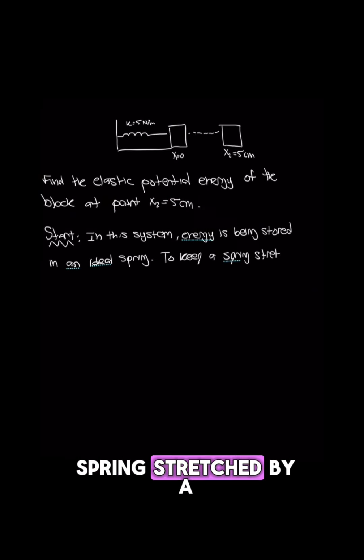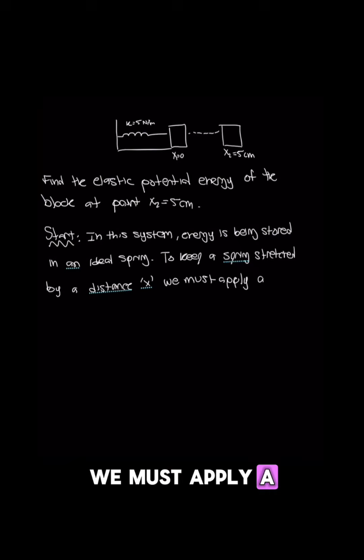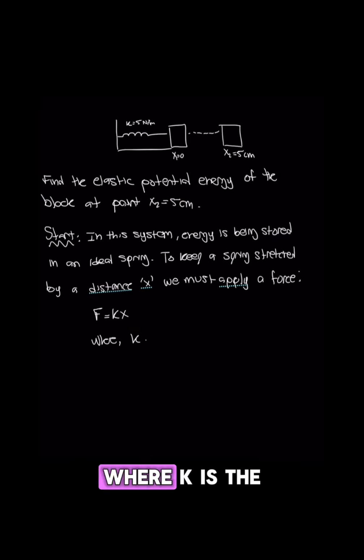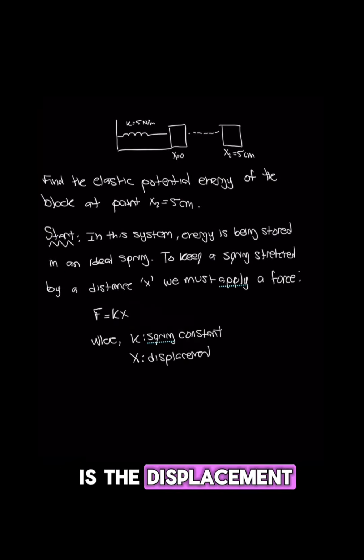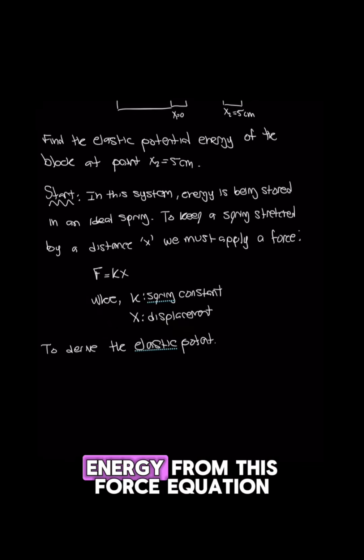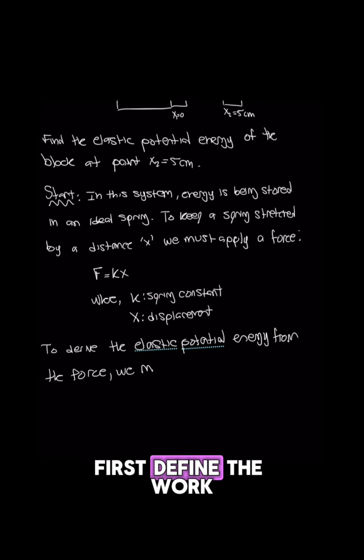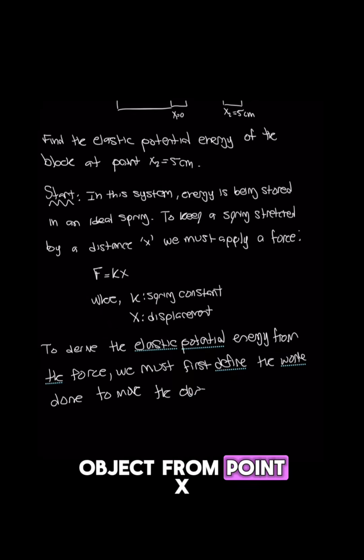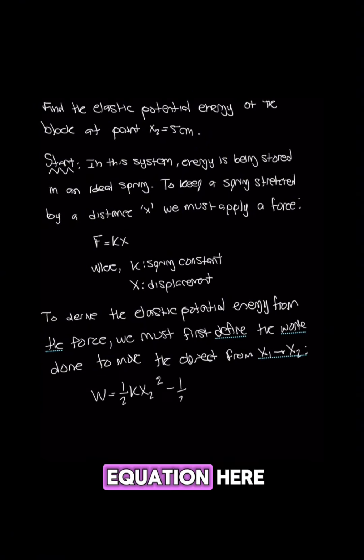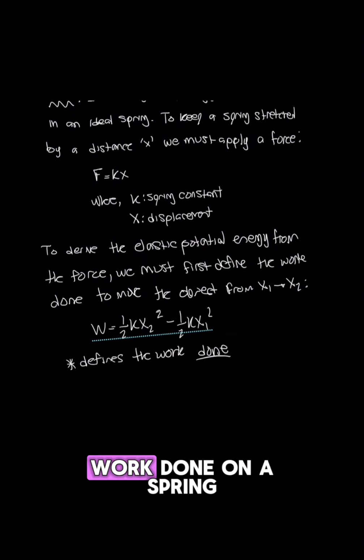So to keep this spring stretched by a distance of x, we must apply a force equal to kx, where k is the spring constant and x is the displacement. Derive the elastic potential energy from this force equation. First, find the work done to move the object from point x1 to x2, and we get this equation here, where this defines the work done on a spring.